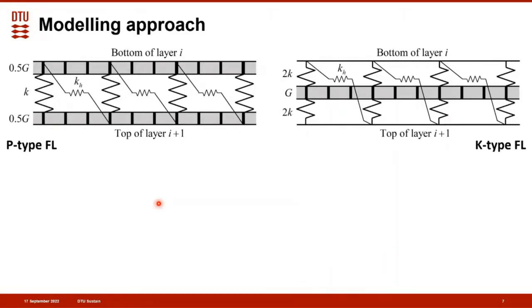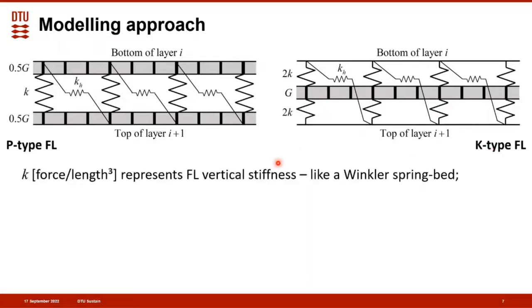The modeling approach that is offered by the article has two types of fragmented layers. The first one is called a P-type fragmented layer. It includes two shear layers that are sandwiching a Winkler spring bed, and the K-type fragmented layer has two Winkler spring beds connected at the center with a shear layer. The letter P stands for Pasternak because the shear layer is coming from a Pasternak foundation model, and the K-type fragmented layer is named after the Kerr foundation model.